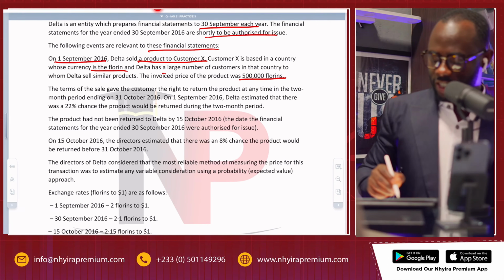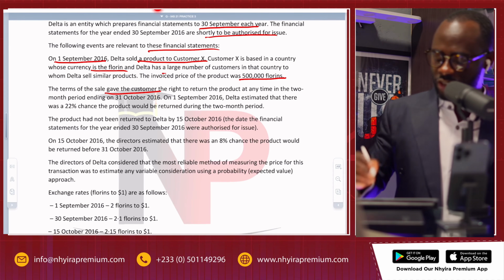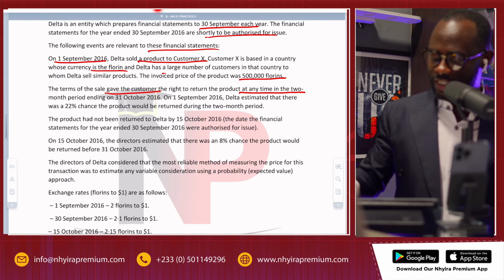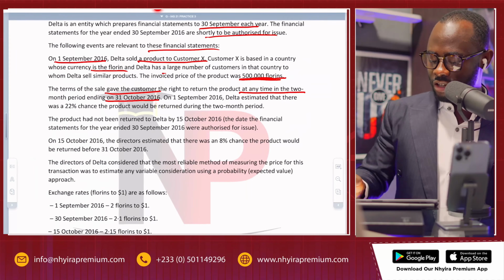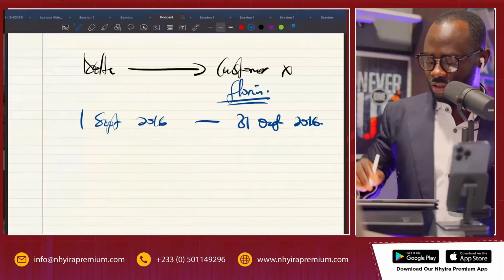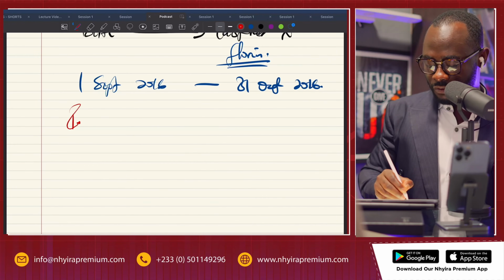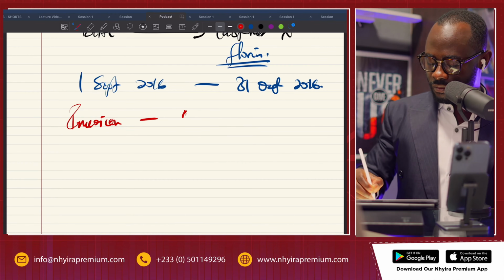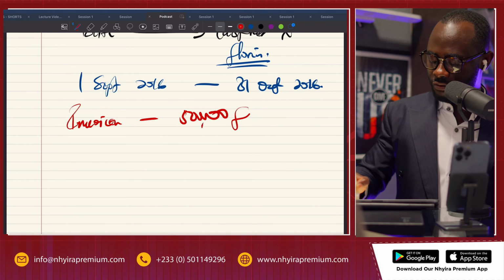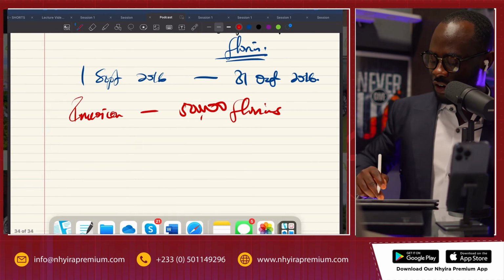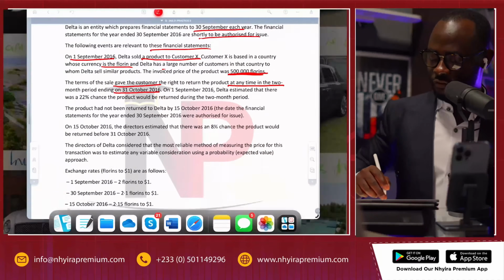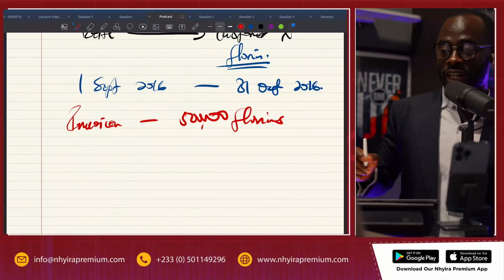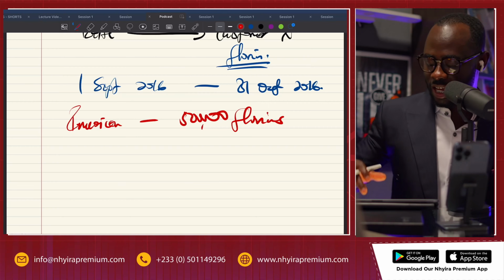The terms of the sales gave the customer the right to return the product at any time in the 2-month period ending 31st October 2016. The sales price is 500,000 florins. So that is the invoice price, 500,000 florins. Is it florins or florin? Okay, florins. Whatever that is. So that is the idea about that.